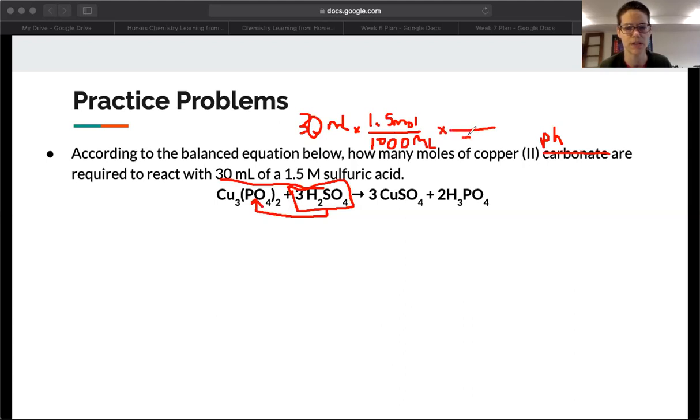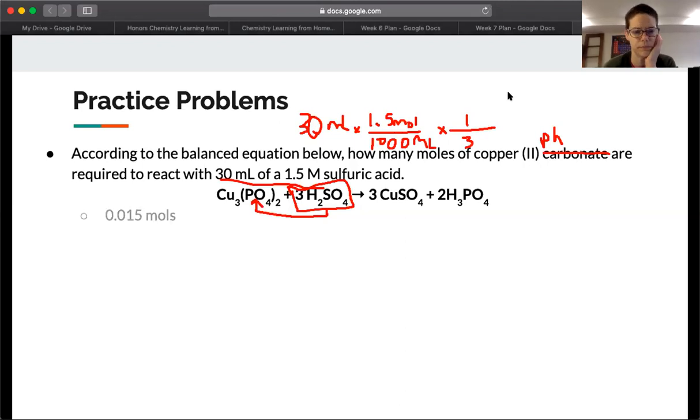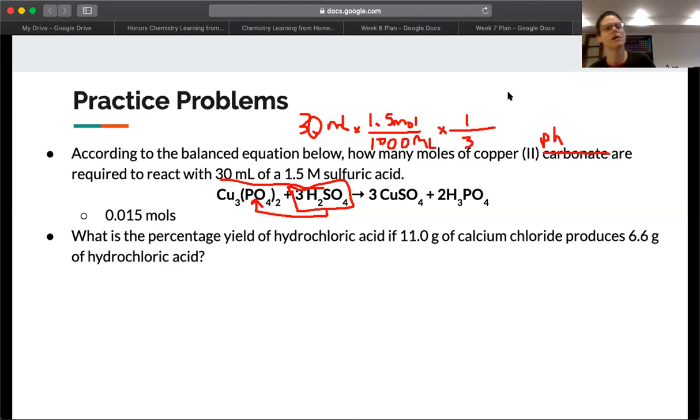And then the second step is simply the mole ratio. So 3 of the sulfuric acid to 1 of the copper phosphate on top. So that's all that one is. That's the answer you would get, but we're not going to worry about it.